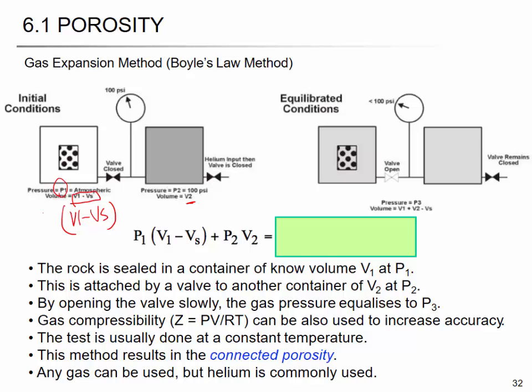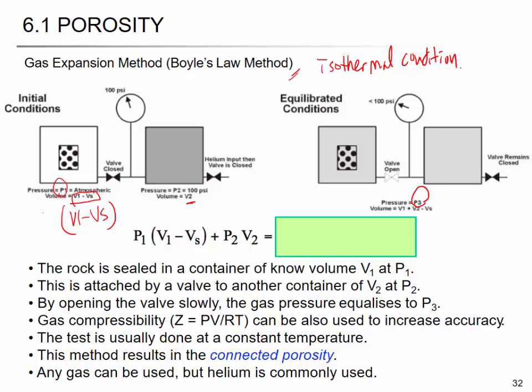To have a valid Boyle's law, it should be isothermal condition. So the temperature should stay constant. Isothermal condition. Then you have a P3 here.